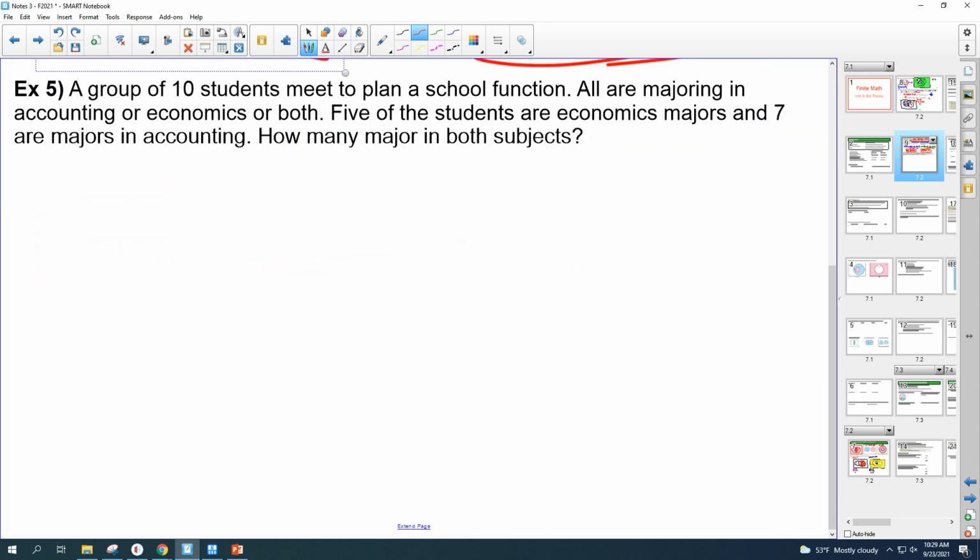Number 5. A group of 10 students meet to plan a school function. All are majoring in accounting or econ or both. 5 of the students are econ majors and 7 are majors in accounting. How many major in both subjects? Okay.